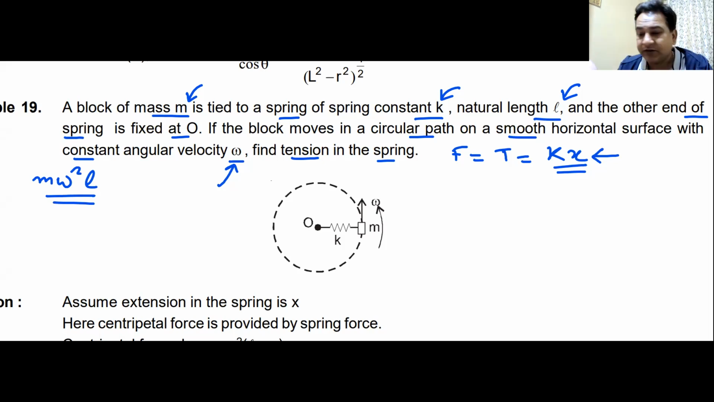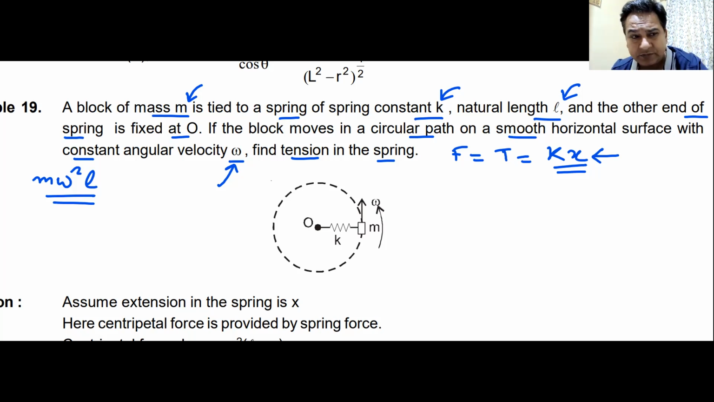You have just seen what the centripetal force is, and you have given me the answer for centripetal force, m omega square L. You have not done anything here. You have not used your brain at all. That is the problem. You have not used your brain.